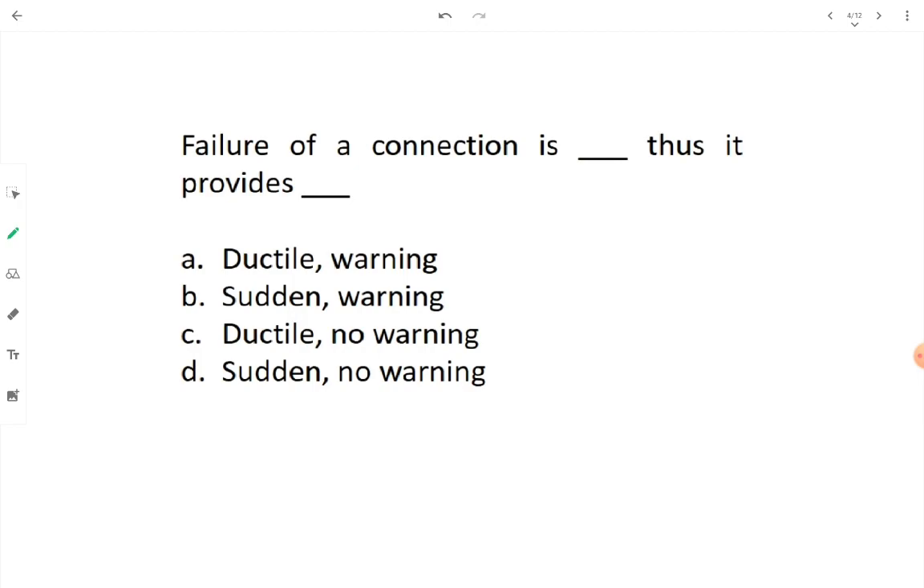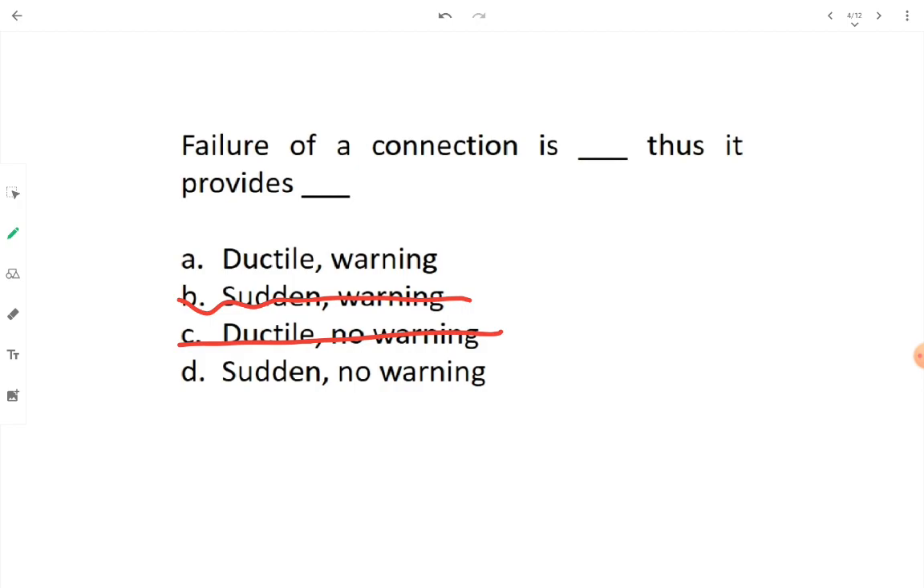Next question: failure of a connection is fill in the blank. The options are: it is ductile, it is sudden, it is ductile and sudden. First of all, let's cut down the wrong answers. Whenever a failure is ductile, it gives us warning. Therefore, ductile and no warning should be cut down. Then, sudden failure does not give warning. Therefore, sudden and warning should be cut here.